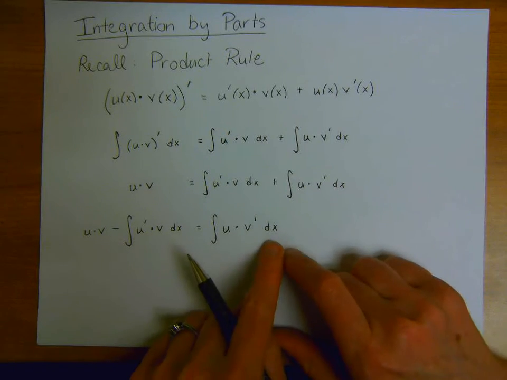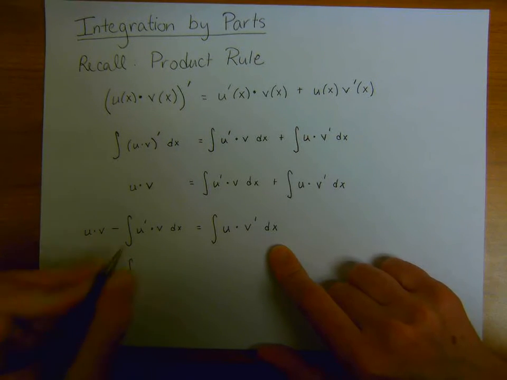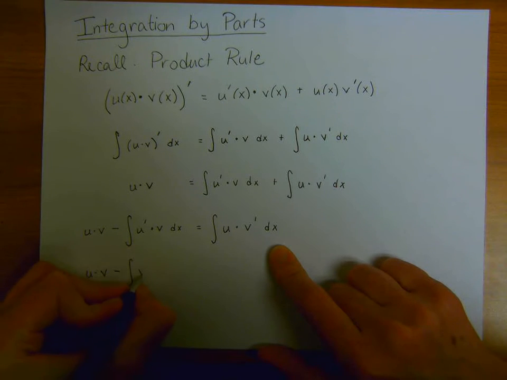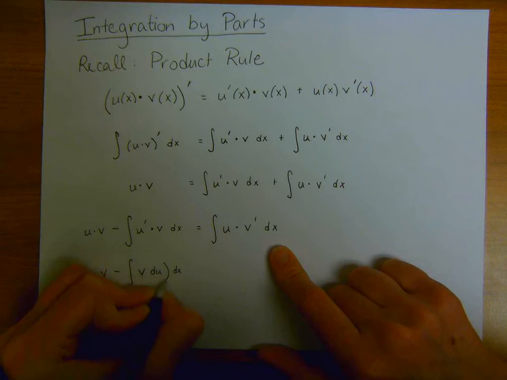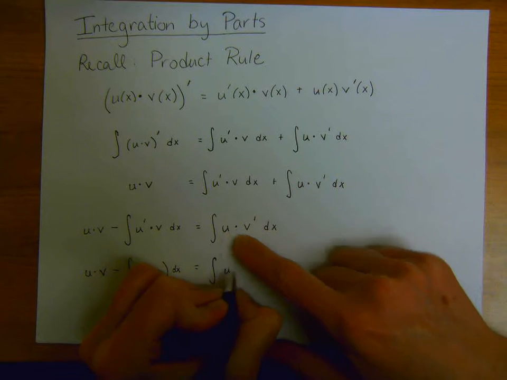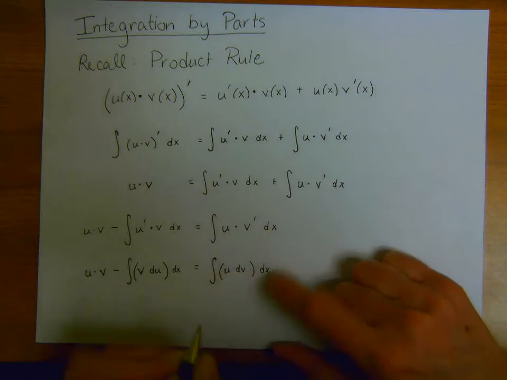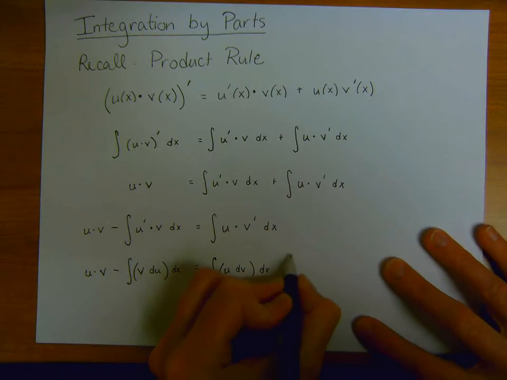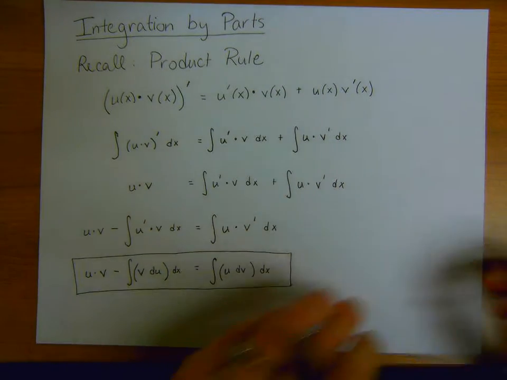I'm going to write it one more time using the notation that I'll use through the rest of the video. The way that I'll write this is u times v minus the integral of v du, because this is the derivative of u, and I take that integral with respect to x, is equal to the integral of u dv with respect to x. So this is my integration by parts rule. Let's see how it actually works out in practice.